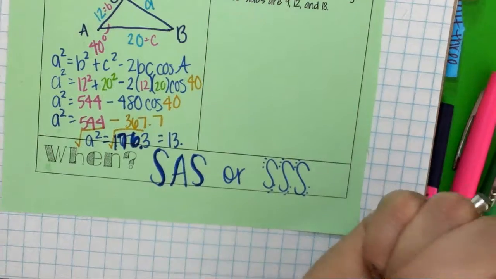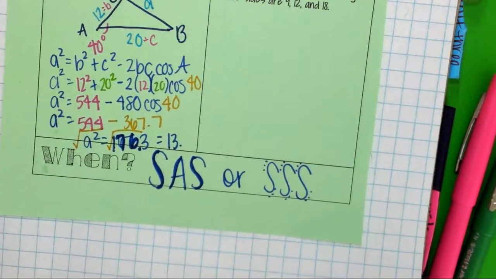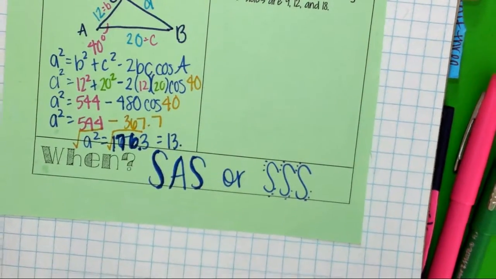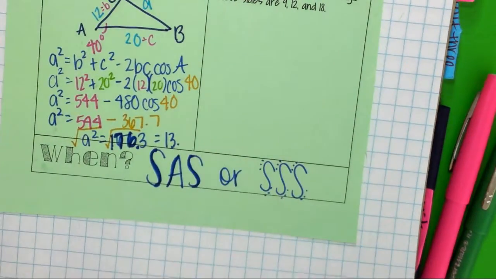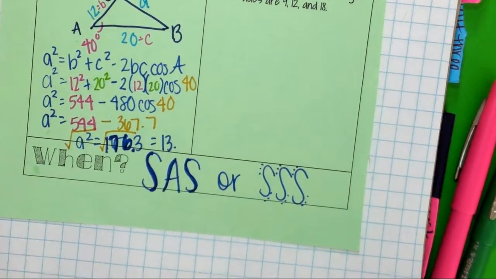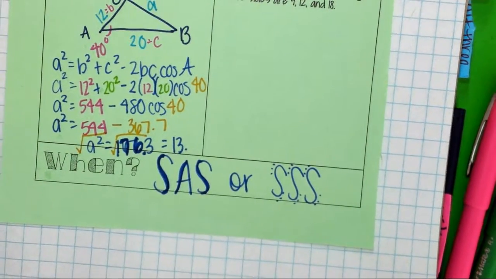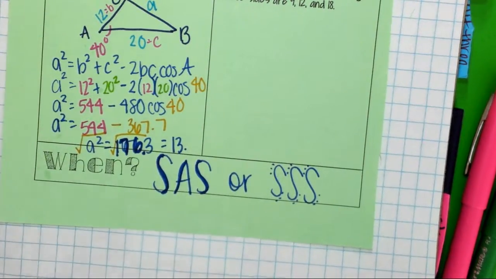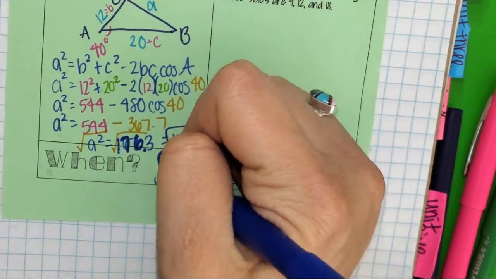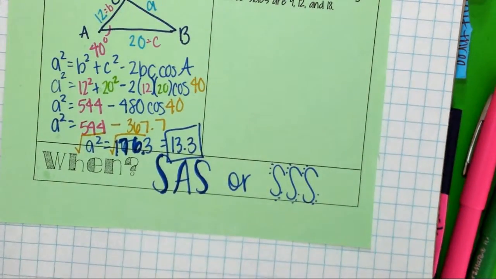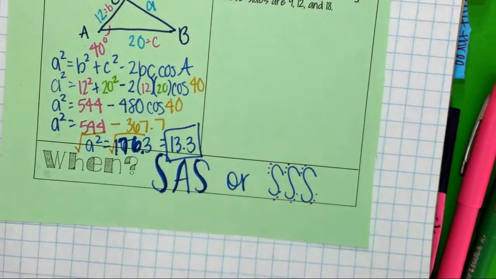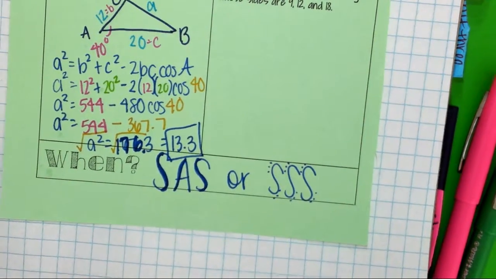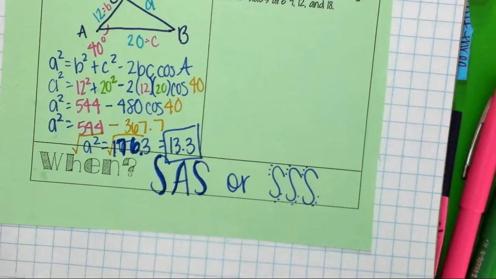What is A? 13.3. Okay, someone else tell me what the square root of 176.3 is. 13.27. Okay. 13.3, because you round the three. Perfect.